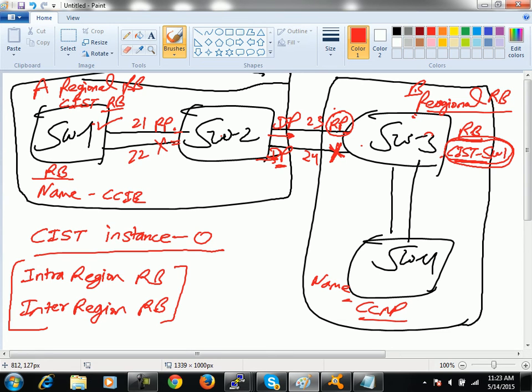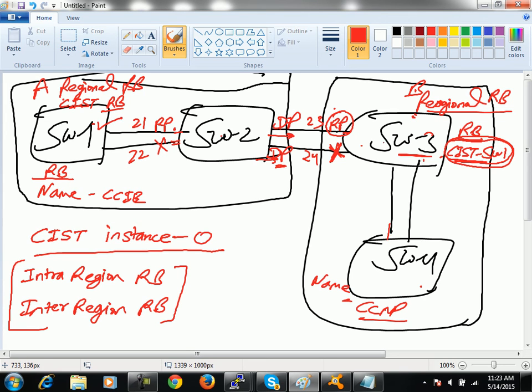Fine. And because switch 3 is working as a regional root bridge, of course switch 4 will be having this information that the regional root bridge is switch 3, but for CIST, switch 1 is the root bridge. I will be showing all these things.